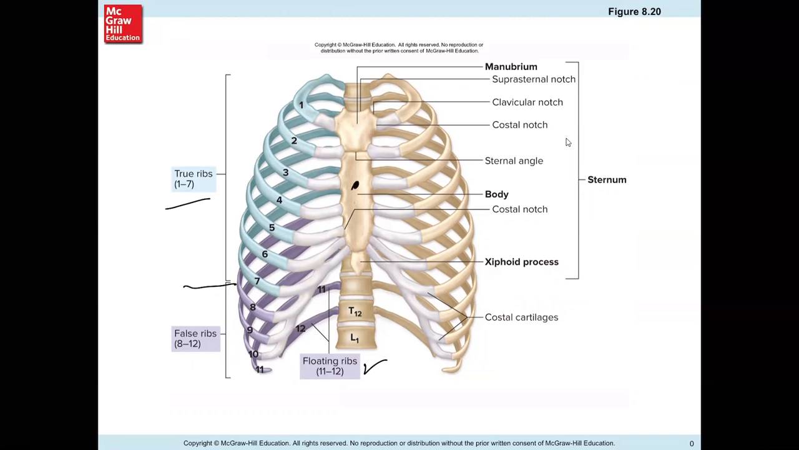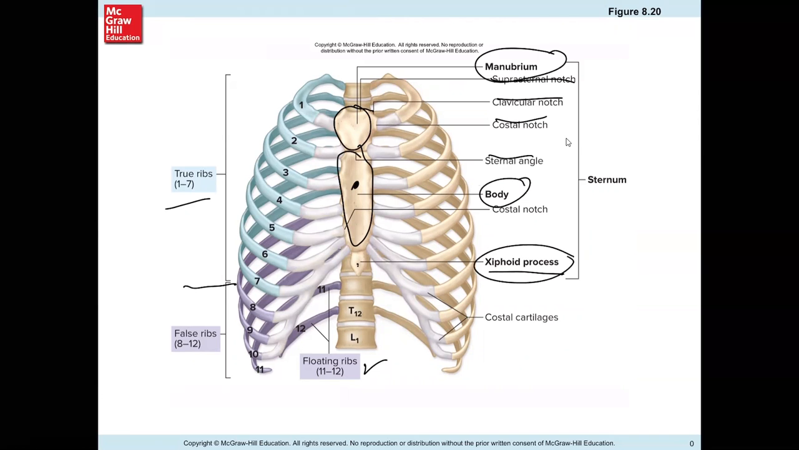The sternum has several parts. This part that sticks down at the bottom is called the xiphoid process. Then the body of the sternum. And this part is the manubrium. I'm not worried about these, but the manubrium, the body, and the xiphoid process, those are 3 parts of the sternum that you need to know.